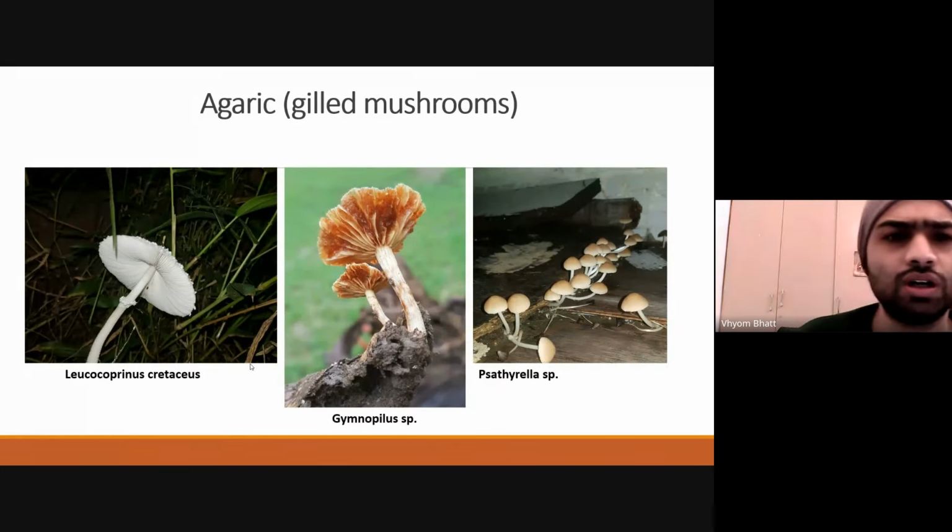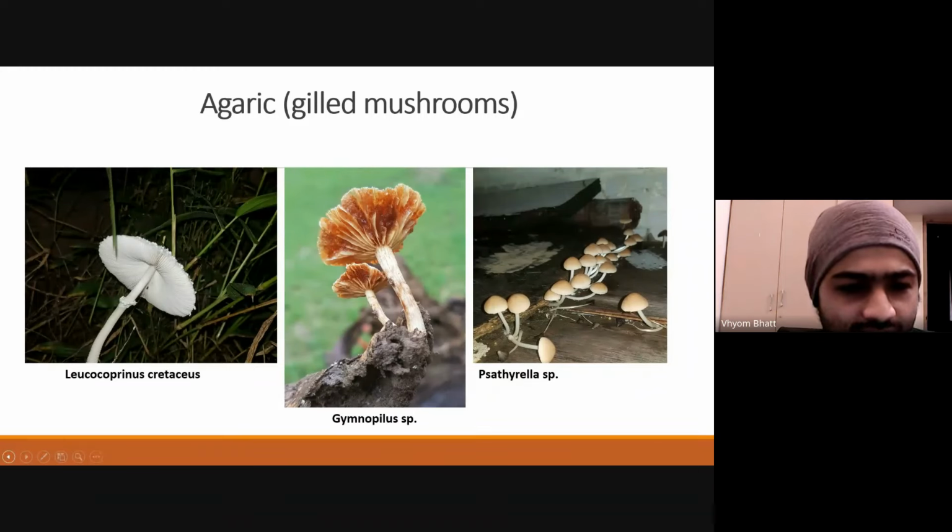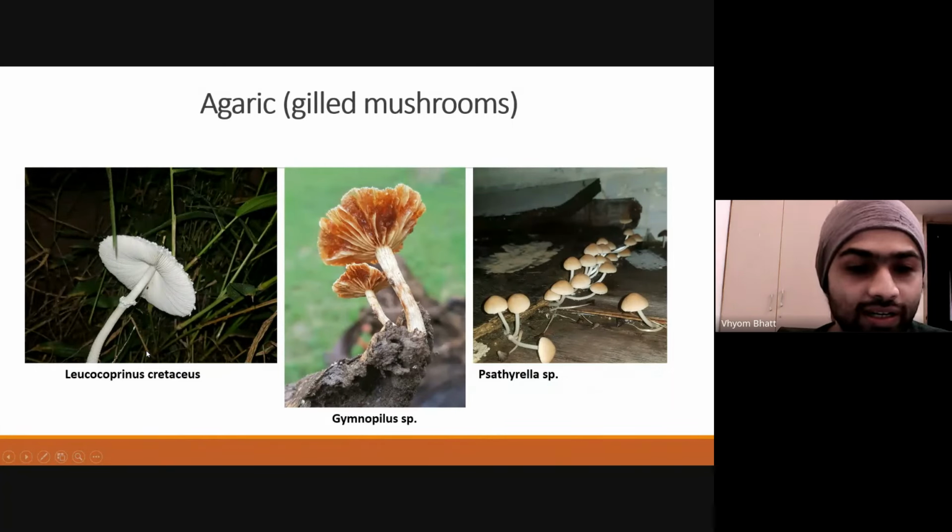So the most common type of mushrooms that we see are these gilled mushrooms, the agaric type. Agarics are the mushrooms which have a stipe like this. This is a mushroom called Leucocoprinus cretaceus, which I saw in Ahmedabad. I was very happy to see a mushroom growing in a hot environment like Ahmedabad, because that's where I'm from, basically. So it has a stipe, you can see.